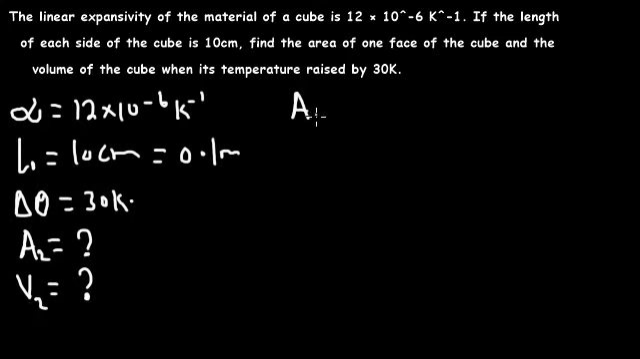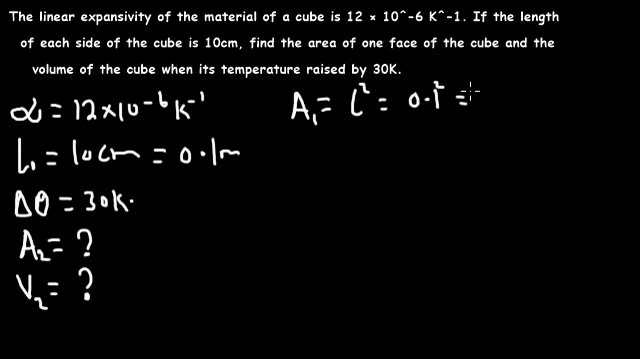So what will be A1? Well, from our knowledge in mathematics, a cube has all its sides the same, and to find the area of one of its faces, the formula that helps us do that is simply L squared, because each face of a cube is a square. Perfect. Also, to determine the volume of a cube, we just need to cube the length. So A1 is simply L squared, which equals 0.1 squared.